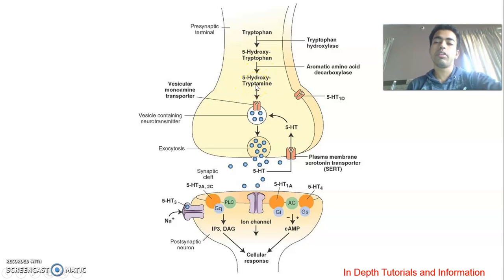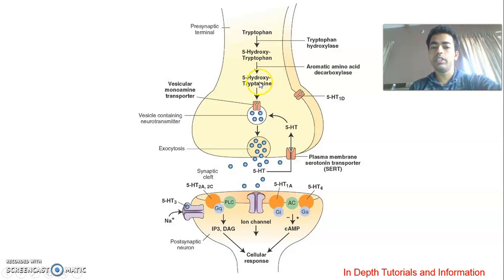The next one after synthesis will be the storage. So 5-hydroxytryptamine needs to be stored somewhere, right? Where is it going to be stored? It is going to be stored in the vesicles. So what is this vesicle? It is a storage compartment. So this 5-HT which is synthesized is stored here.